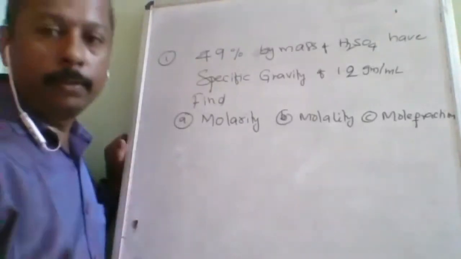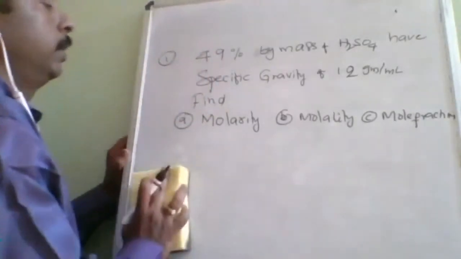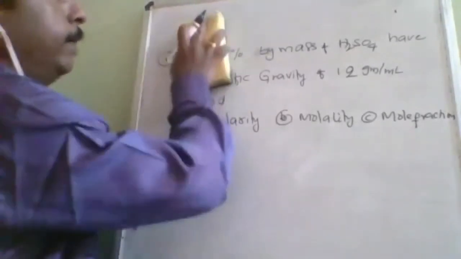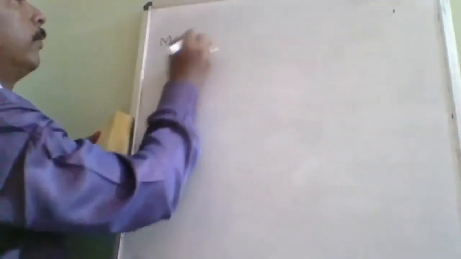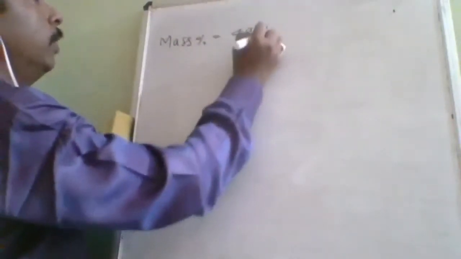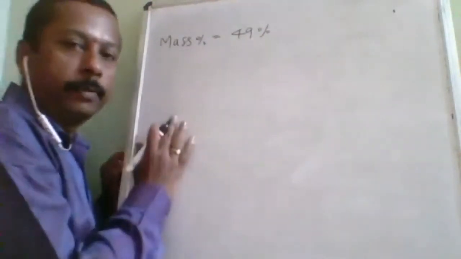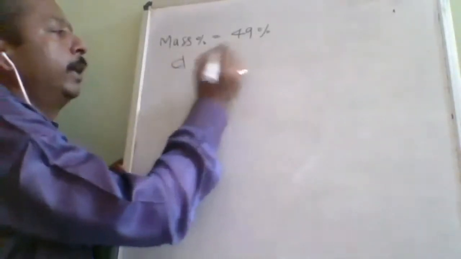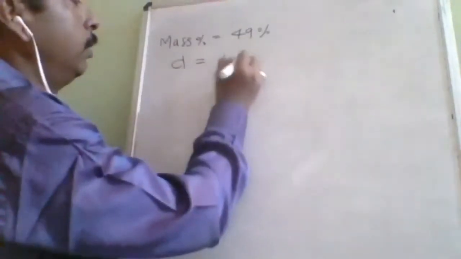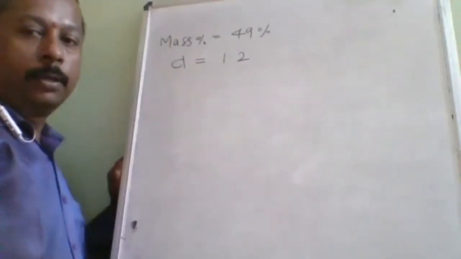Now I am going to explain this. All values must have been noted. 49% by mass, and specific gravity is just like density. Two values are given: mass percentage is 49%, and specific gravity, which is just density, is 1.2. Those who could not understand yesterday's first question have to be a little conscious now. Density and mass percentage are given; first we need to find molarity.